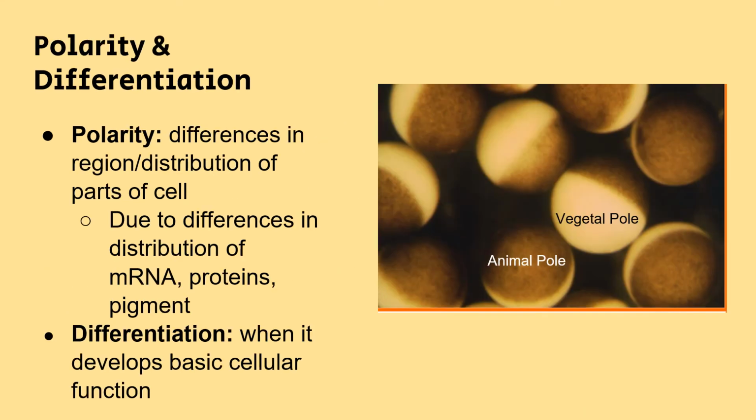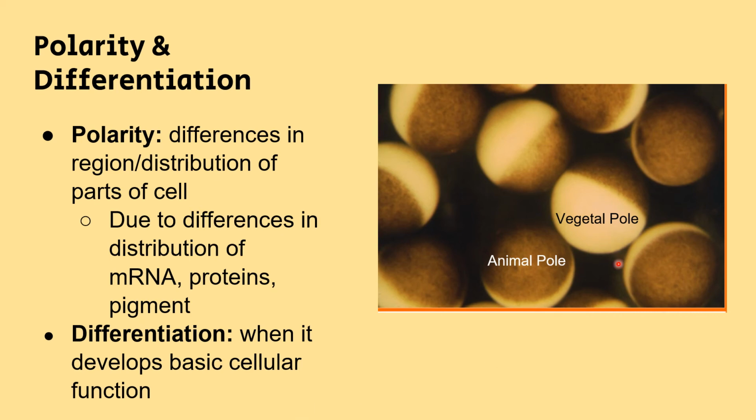Okay, and then just some important terms to define: polarity and differentiation. Polarity is going to be differences in the regional distribution of parts of the cell, and this is going to be due to differences in distribution of your mRNA, your proteins, and your pigment. While differentiation is when it develops your basic cellular function. So I think polarity has to do with more differences in structure and being able to identify those differences, and differentiation has to do more with function and having those basic cellular functions.